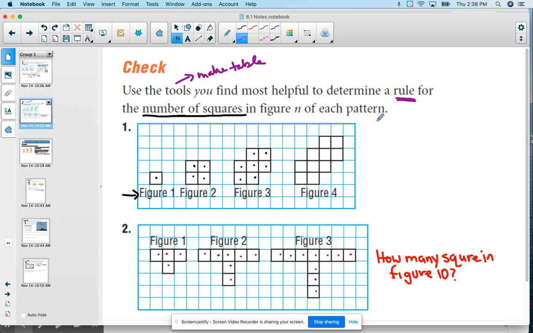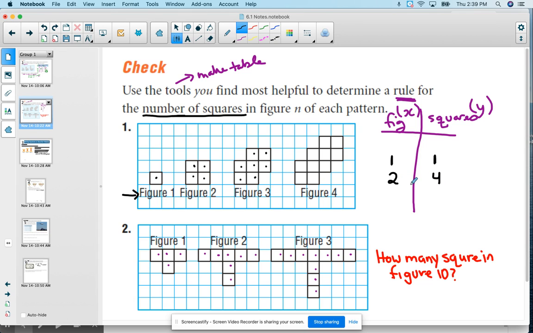So figure, and we're looking at how many squares. So let's make the figure x and the squares y. Make a habit out of x, y, that works. So figure 1 has 1 square. Figure 2 has 4 squares.